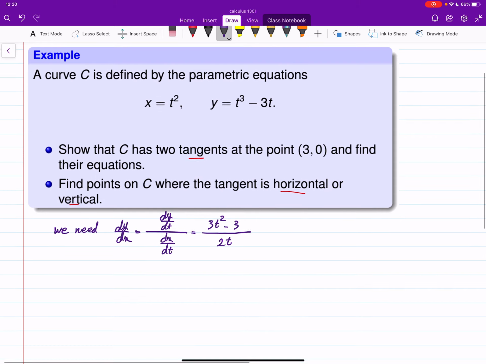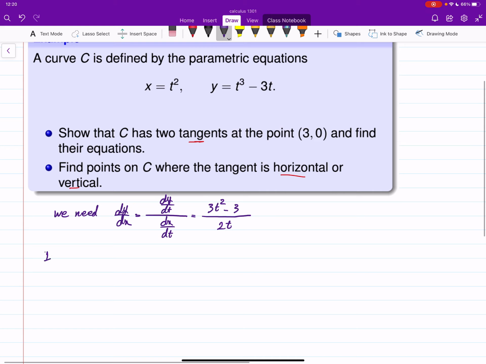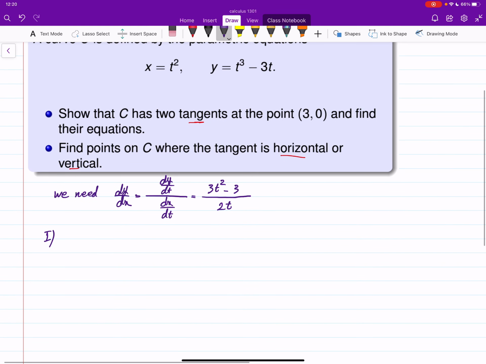Then we want to apply it. Let's do part 1. It says, show that there are two tangent lines to the curve at the point (3, 0). Well, one thing that you have to know is that in this method, the derivative is given in terms of t. And now, if you want to evaluate it at some point, you have to translate it in terms of t. So find what are the values of t for which the curve passes through (3, 0). So that is the first thing.